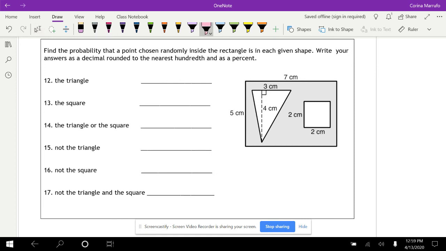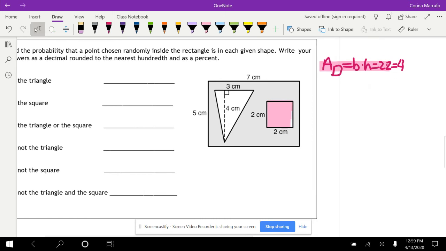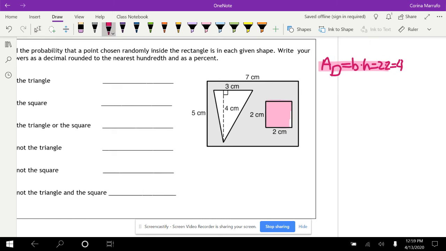So if I find the area first of the square, write it down here. The area of the square is base times height, which is 2 times 2, which gives us 4. Okay. And then our units here are centimeters squared. So that's the area of our square, 4 centimeters squared. Now let's find the area of this triangle here.